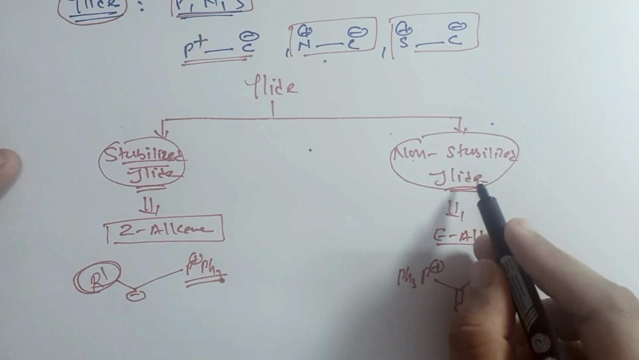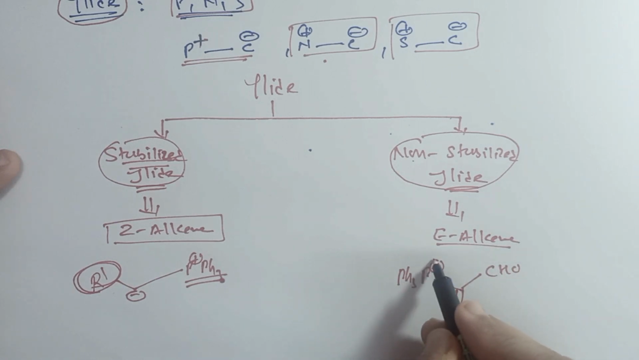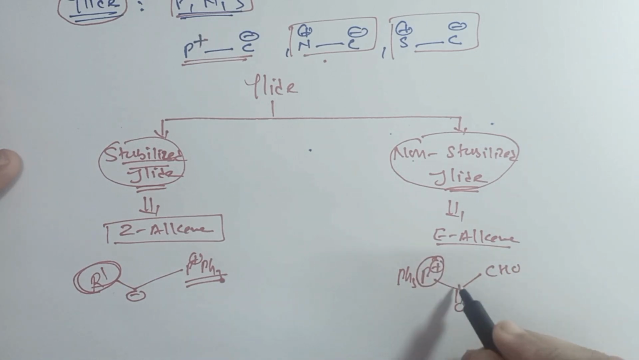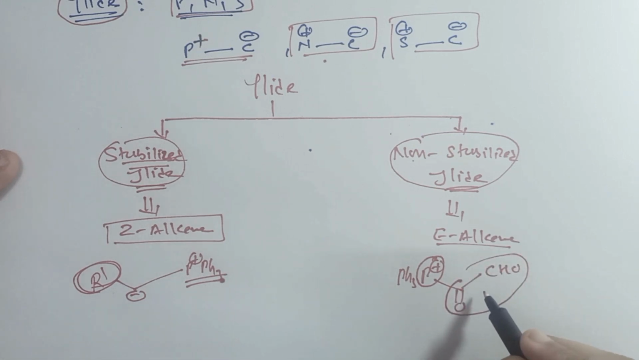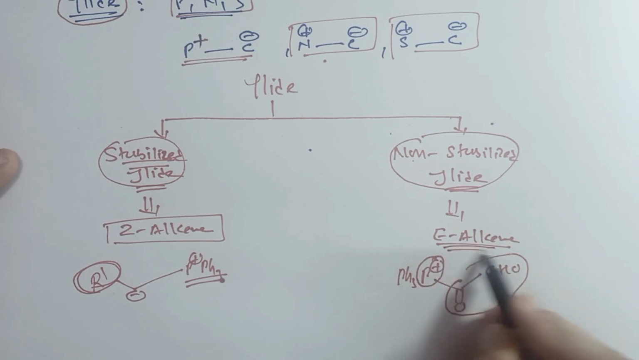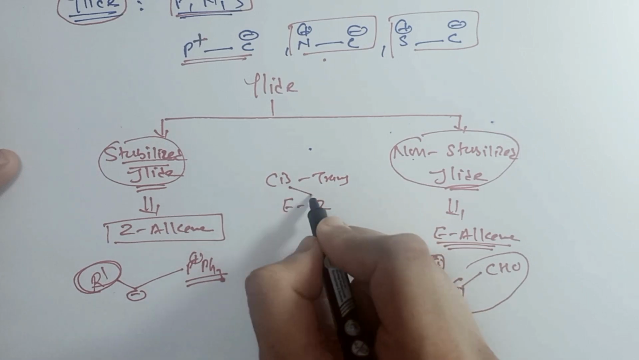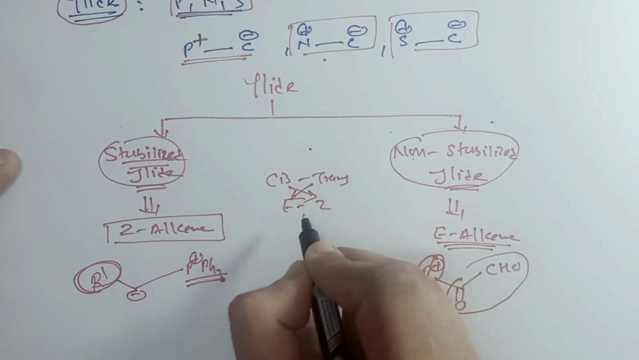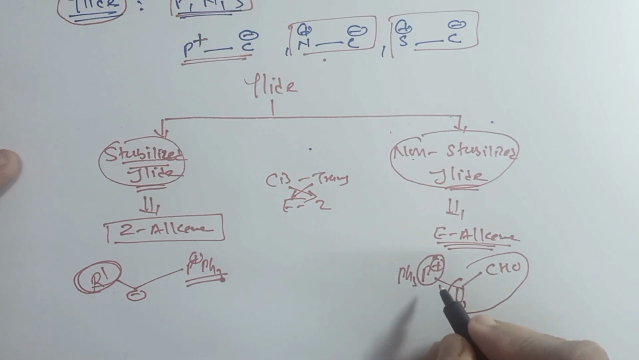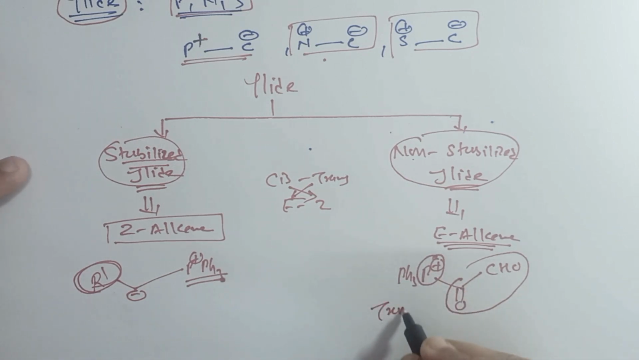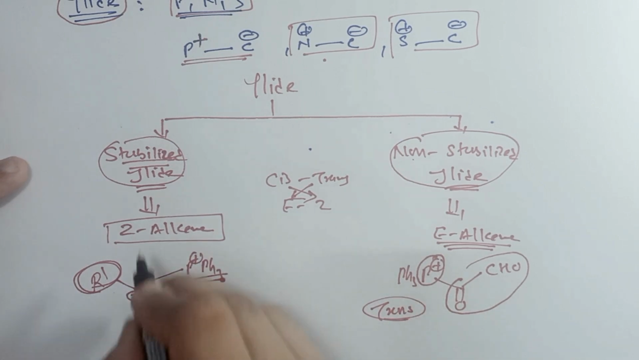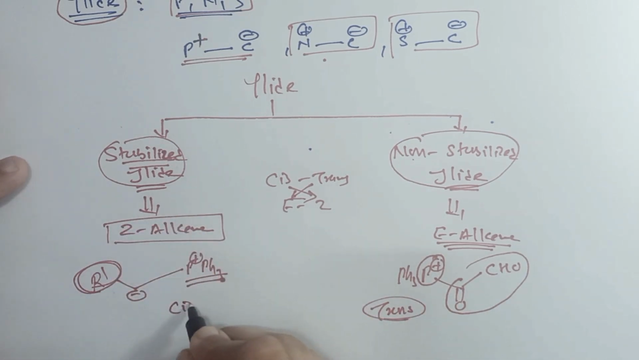Okay, so now when we have a non-stabilized ylide, whatever group we have, there is a positive charge over the phosphorus. When we have this type of compound, COOCHO, this is the electron withdrawing group, so it will produce an E alkene. As we know, cis is Z and trans is E. So the non-stabilized ylide will produce a trans product, that is a trans alkene, and the stabilized ylide will produce a cis alkene. Okay, so now let us understand its mechanism.